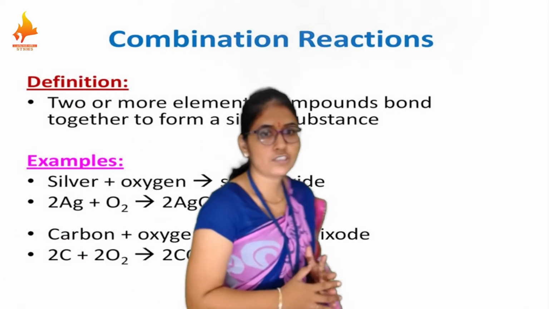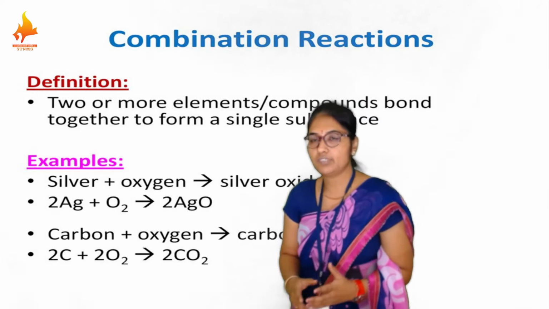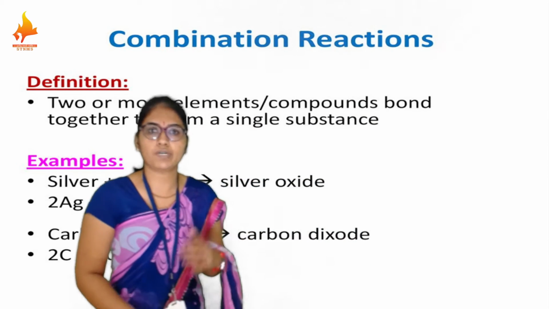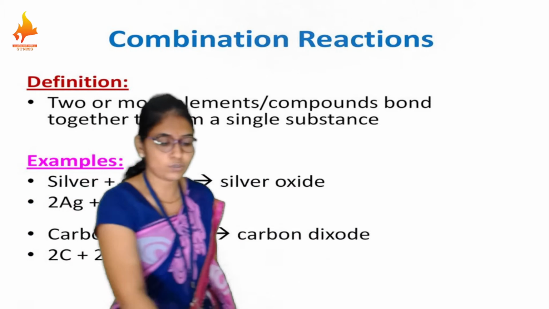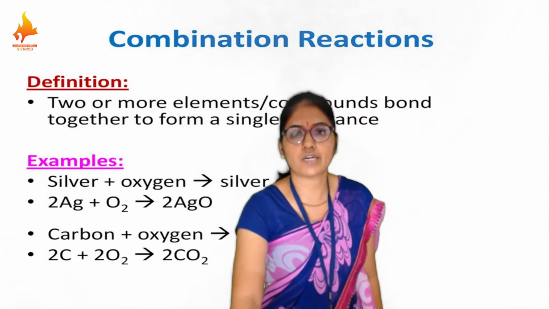Examples are silver reacts with oxygen to form silver oxide, carbon reacts with oxygen to form carbon dioxide, or it may form carbon monoxide, depending on the composition of elements. So in this combination reaction, two or more reactants combine to form a single product.